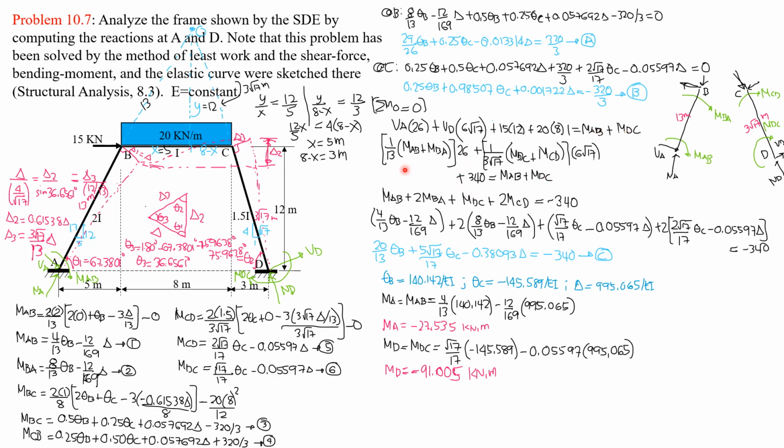26 over 13 is 2 MAB plus 2 MBA, but we have MAB here. So 2 MAB minus MAB is MAB. Then we have 2 MBA. This is 6 MDC plus MCD, but minus MDC. So we have MDC. 6 square root of 17 over 3 square root of 17 is another 2 MDC minus MDC. So MDC. Then 2 MCD equals negative 340.